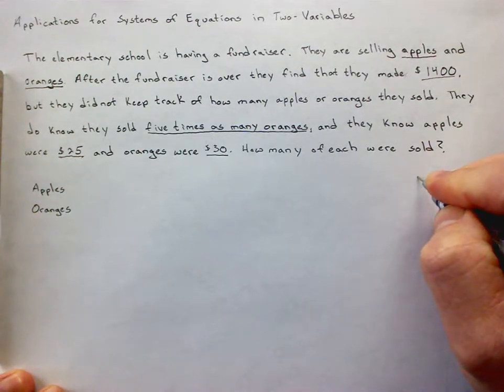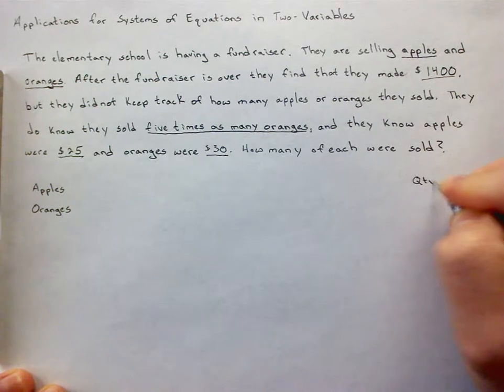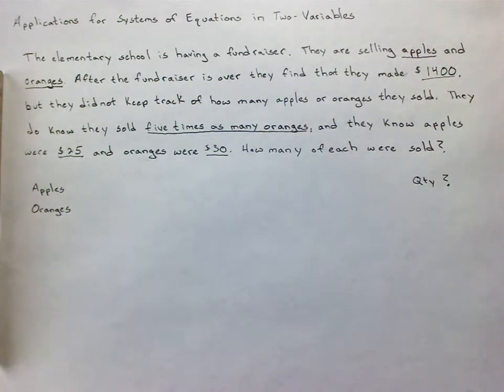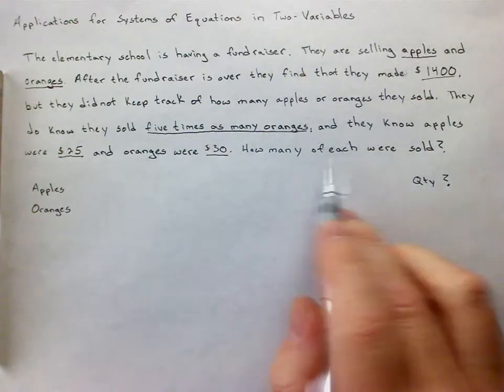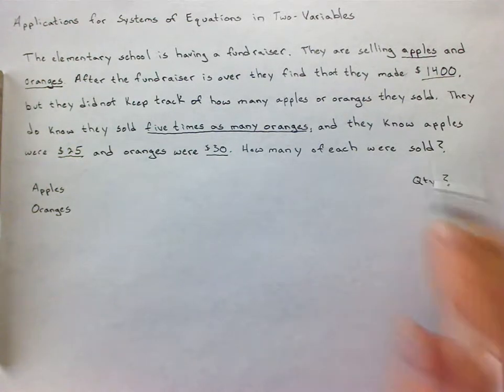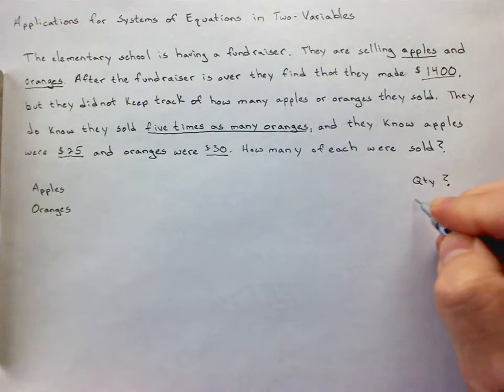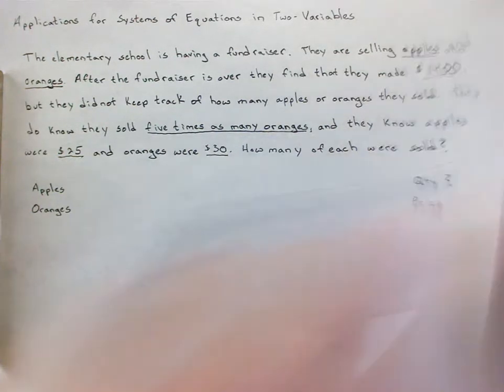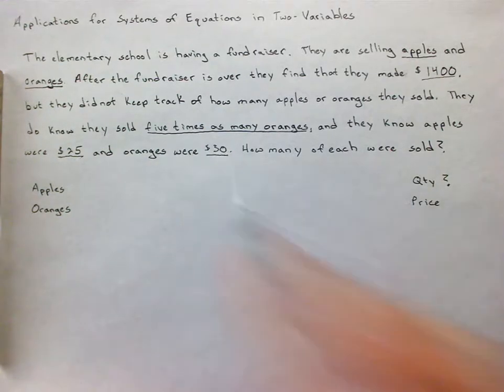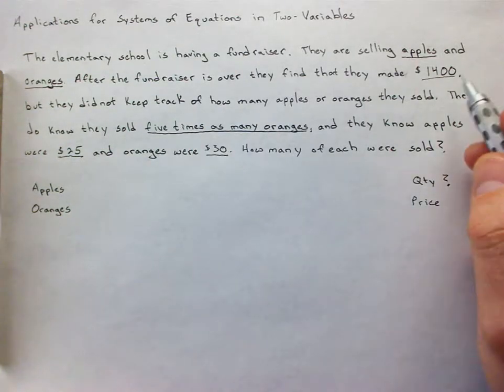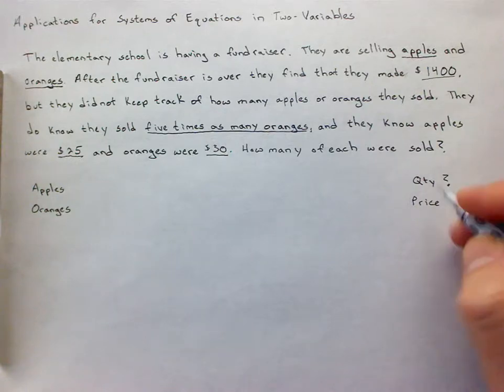And what I'm dealing with here, and I'll write this over to the side, I'm wanting quantity. Okay, that's the thing that it's asking me for. So I know I'm wanting quantity. I know that's what my variables are going to represent because that's what they're asking me for. And I know price, right? 25 and 30. And then I know the overall profit.